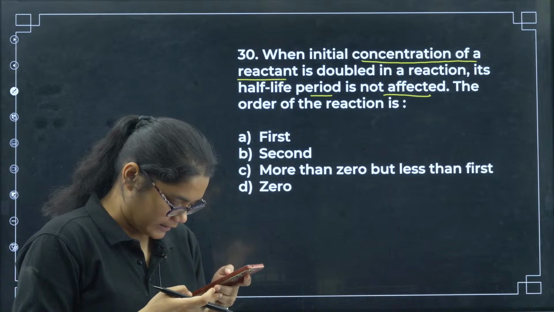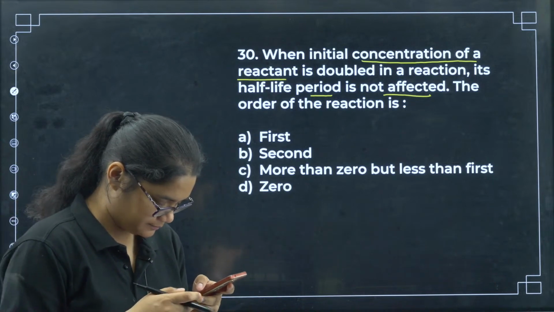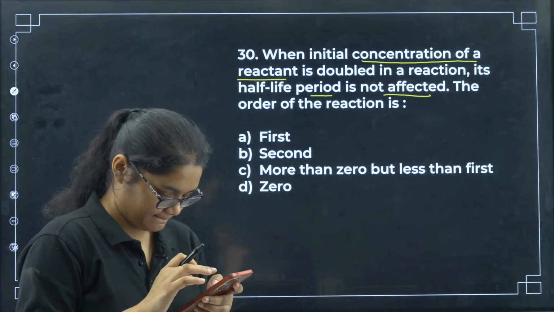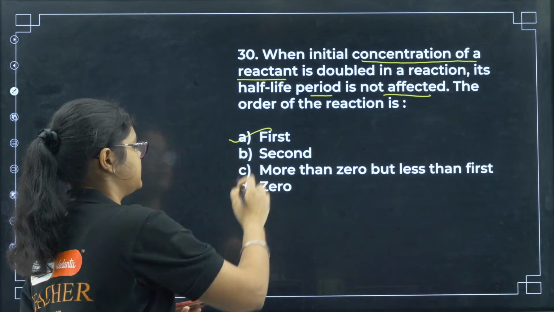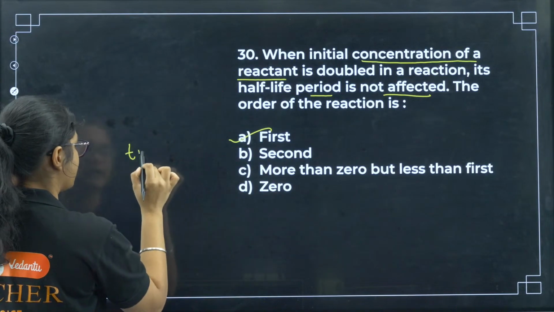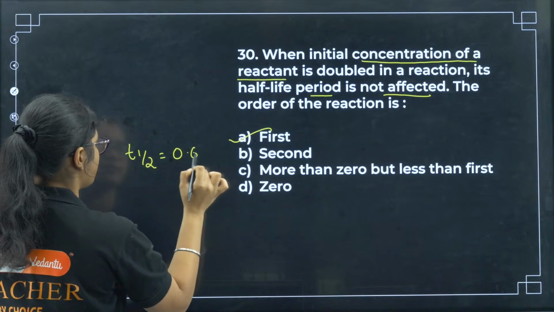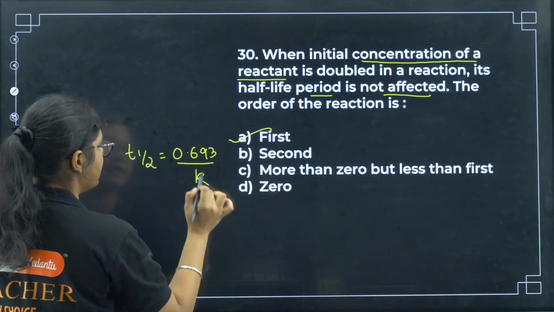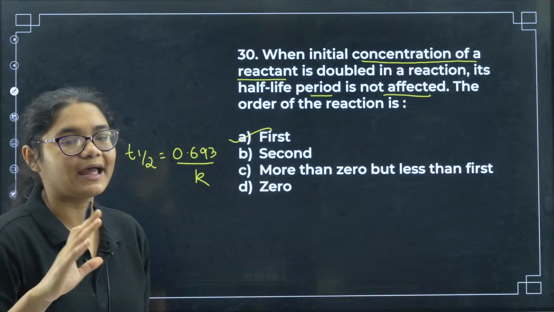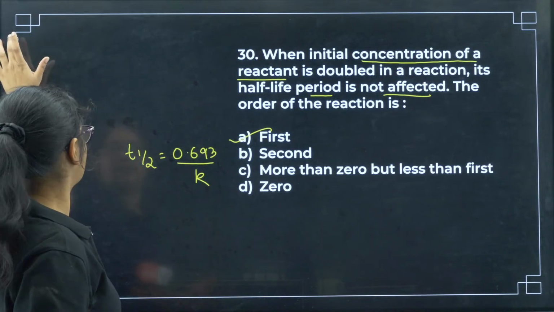Acharya, any doubt? Please put it in the comment section. 30A, yes, first order reaction. Okay, so you know for a first order reaction the t half value is 0.693 by k. It doesn't depend on the concentration at all. Okay, so A is the correct answer.